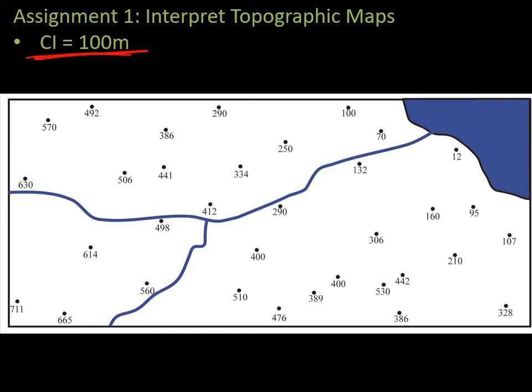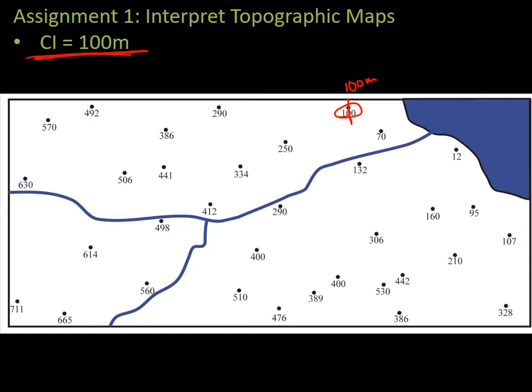I'll do the first one for you. Let's draw a line representing 100 meters. In this case, we have a point labeled 100 meters, so that's a good starting point, so I'll start there. So I'm going to draw this line and label it 100 meters. So we're going to connect all the points of 100 meters elevation. And so we'll start at the 100-meter point and then walk across the map.